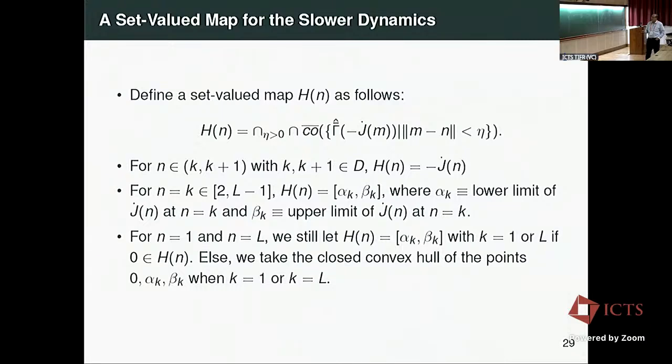Now for n that are in this open interval, you see that H of n will actually correspond to minus J dot n, which is well defined. But when n is on the boundary, then there is a problem. Then what you get is this interval, the closed interval alpha k, beta k, where alpha k is the lower limit of J dot n at n equals k, and beta k ends up being the upper limit. That's essentially where we are.